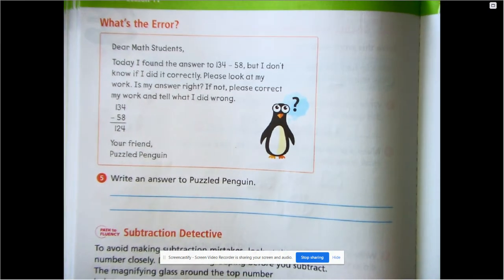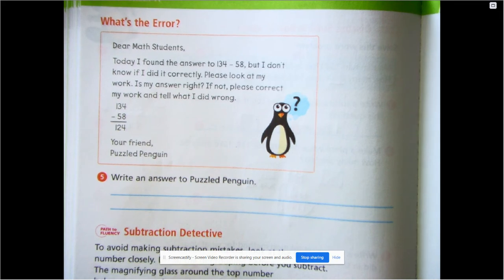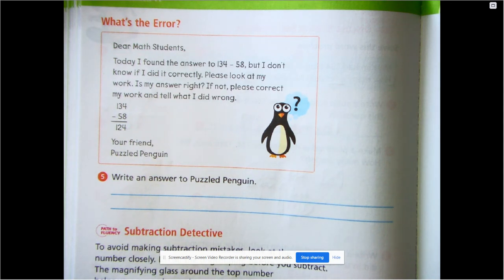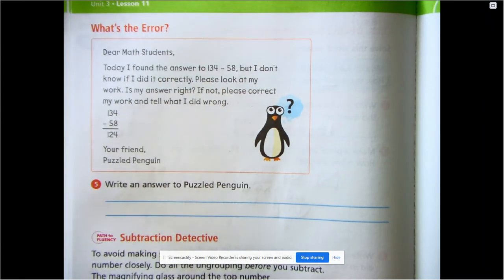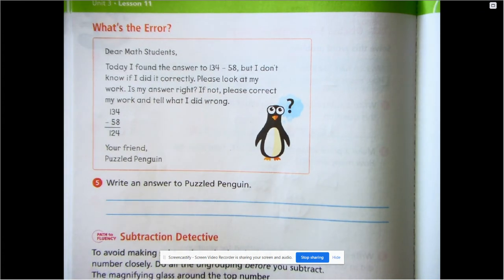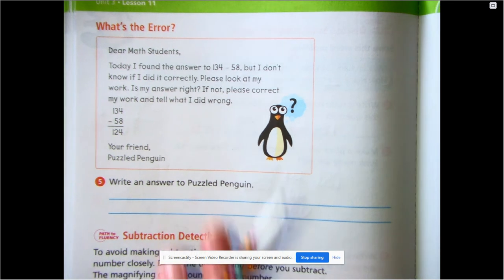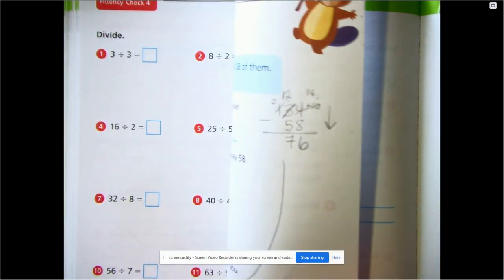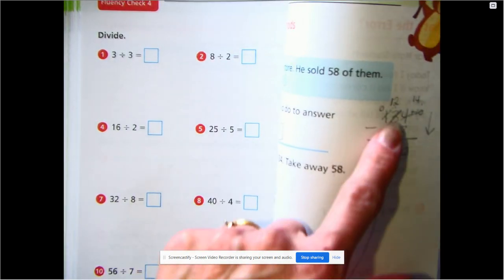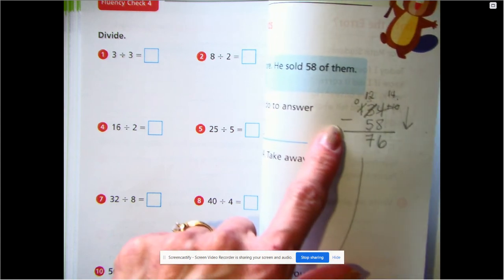Here he is. I love Puzzled Penguin, and I think it's perfect for this time of the year because it's winter, right? Penguins are a great animal that we pay attention to in the wintertime. Okay, so here he is. He says, "Dear math students, today I found the answer to 134 minus 58, but I don't know if I did it correctly." Now, before we go on, look at that problem. 134 minus 58. That's the one we've already done.